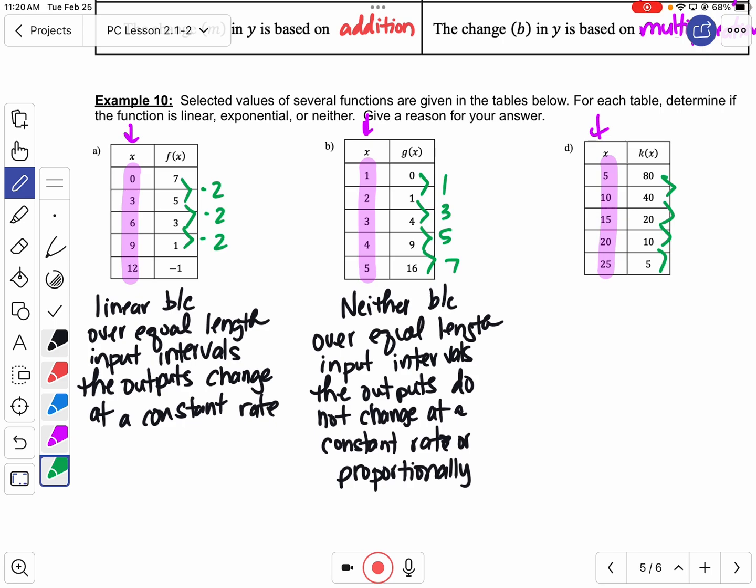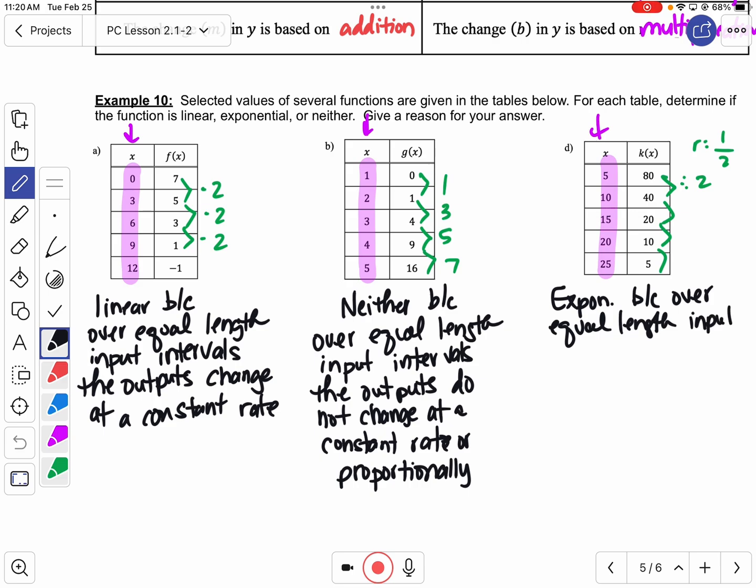What are we doing on this one for the y values? The x's are good. Yeah, we're dividing by 2. So the proportion there would be a 1/2. So this one is exponential, because over equal length input intervals, the outputs change proportionally. So that's the words they're looking for.